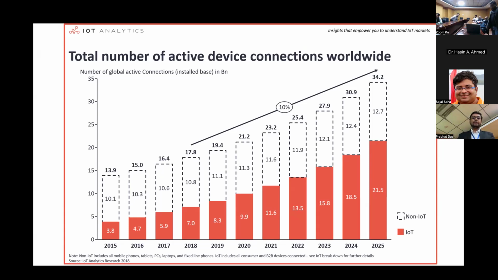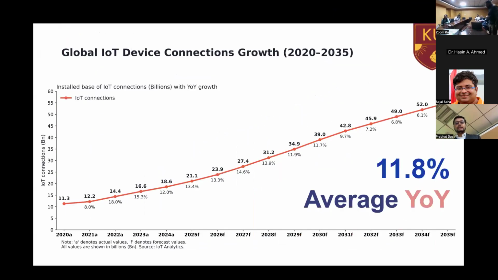In this chart by a famous analytics portal, IoT Analytics, you can see what they were forecasting. This was old data from the year 2018. What they forecasted is that by the year 2025, we are going to have around 21.5 billion devices connected from IoT domains, and non-IoT domains, which were dominant in the year 2015, are going to become recessive in the year 2025. This was predicted back in 2018. But later on, as you can see, this is the current scenario by the year 2025, quarter 4. A stands for the actuals, F stands for the forecasted values.